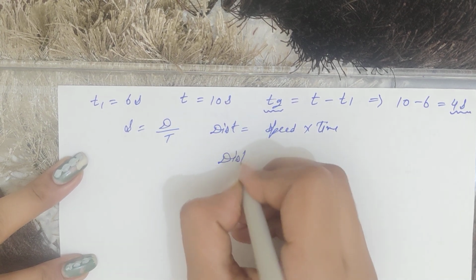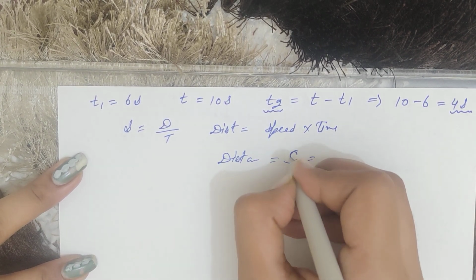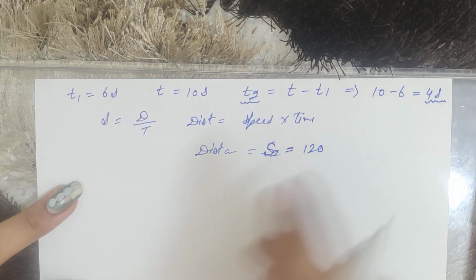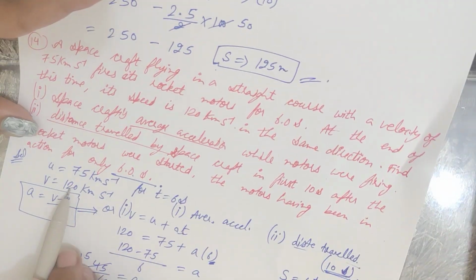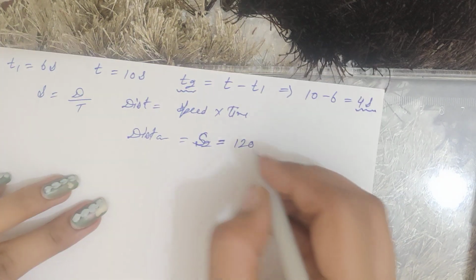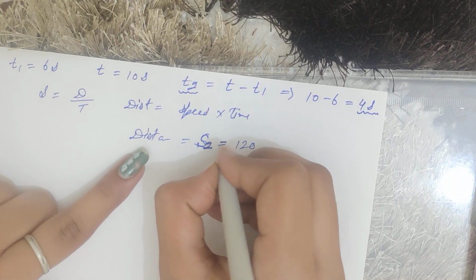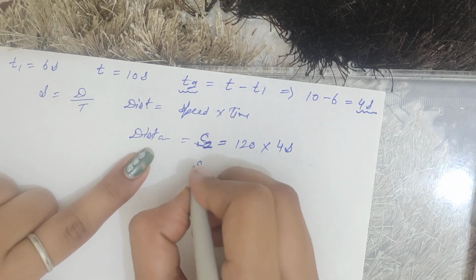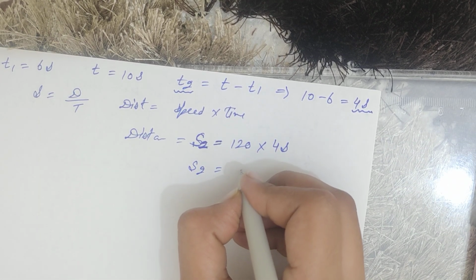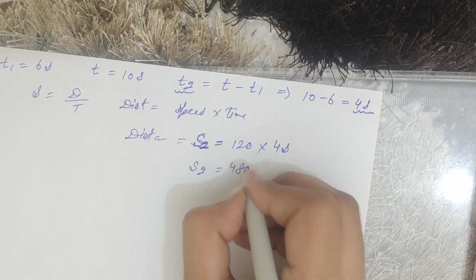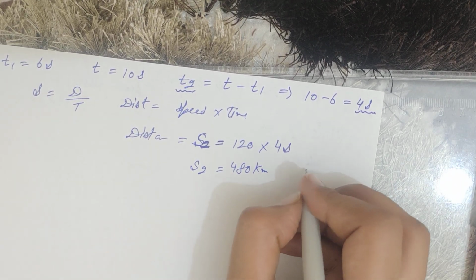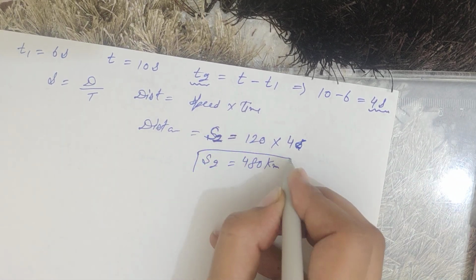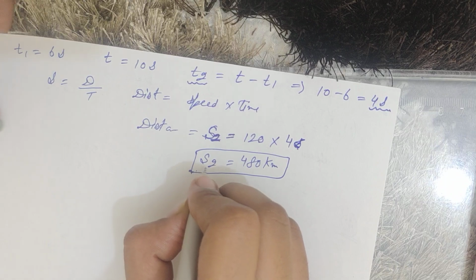Distance S2 is equal to speed multiplied by time. The speed is 120, that is the final speed given. So S2 is equal to 120 into 4, which is 480 kilometer. After this, we have the two different distances, but we need to find the total distance.